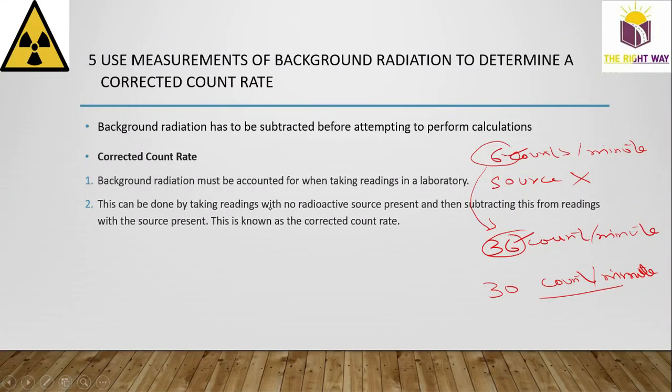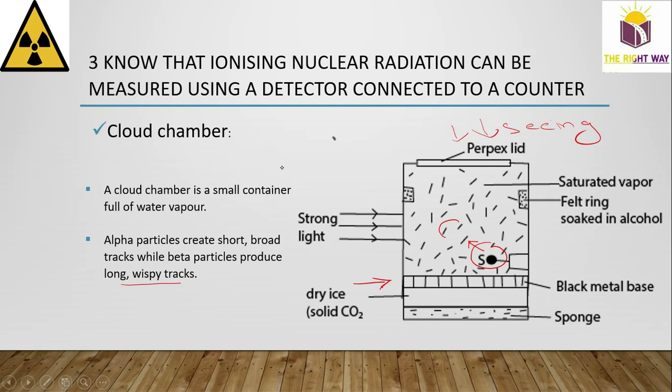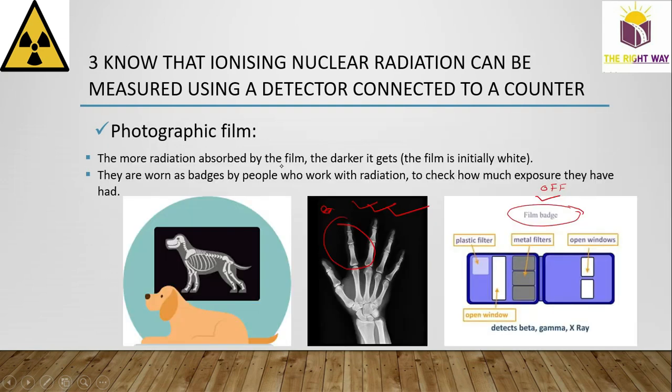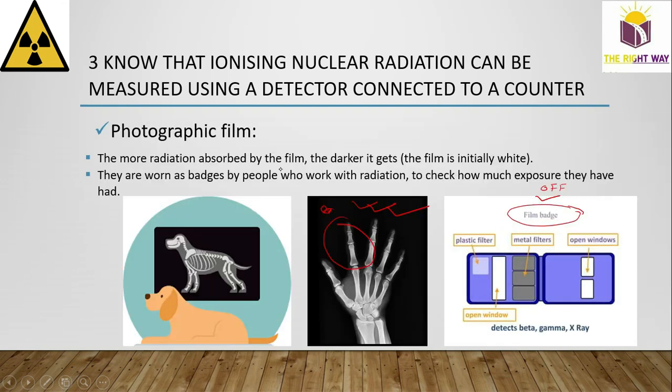Okay, our lecture ends here. Most of the questions from here could be about background radiation, how background radiation is measured, or what the ways are to check the background radiation. We can detect the radiation with the help of photographic film, Geiger Muller tube, and the cloud chamber.